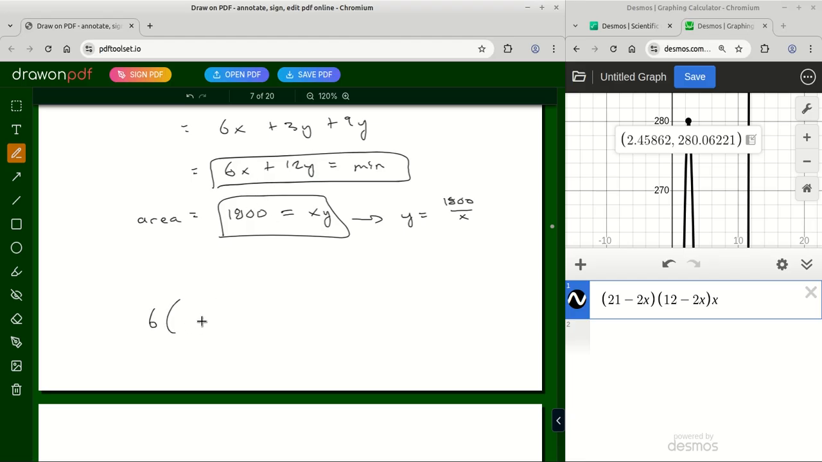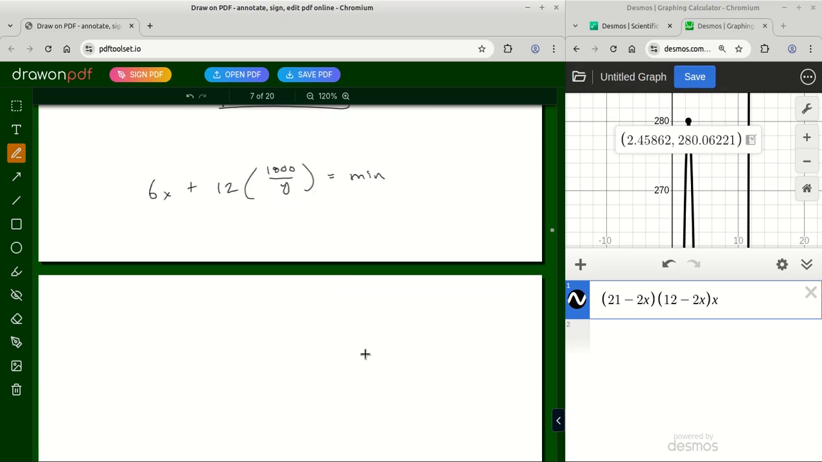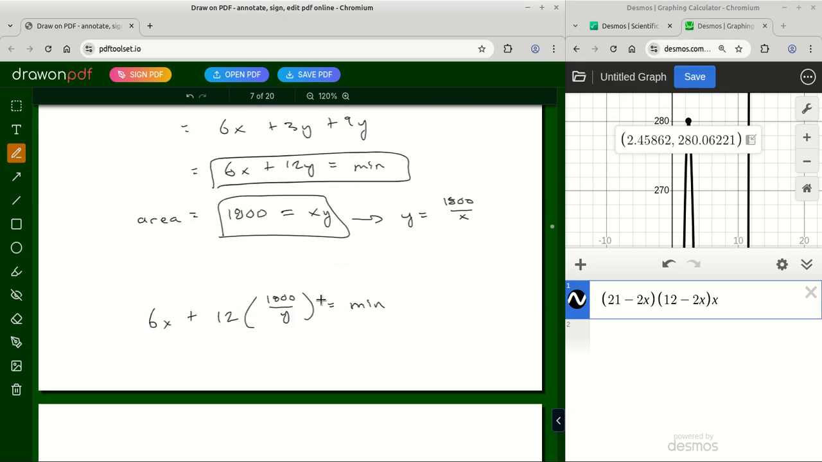So I got 6x plus the 12 times this stuff is equal to the minimum. I was wanting to say the 1800, but that's not the case. It's the minimum. I did it again. That's not a y, it's an x. Bad Chad. Here, can I erase this? Okay, awesome. Okay, that's an x. So 12 times 1800.